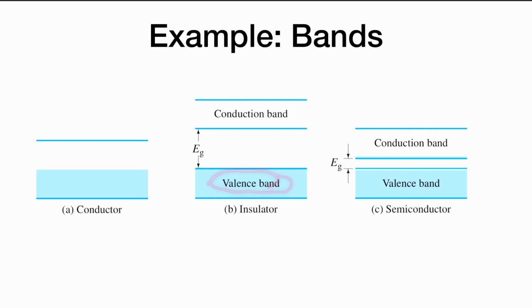Now, because this is the highest filled energy band, we call it the valence band. Anything above the valence band is called the conduction band. Now, if our conduction band is completely empty, this causes this substance to not be good at conducting electricity, because there are no electrons available to conduct that electricity.